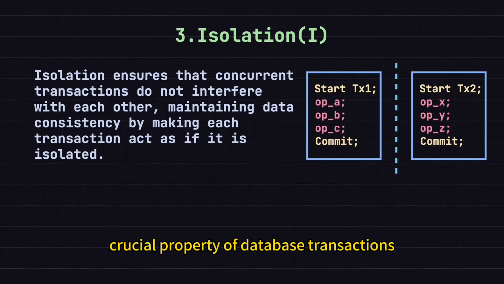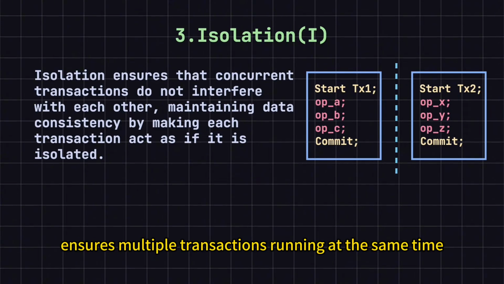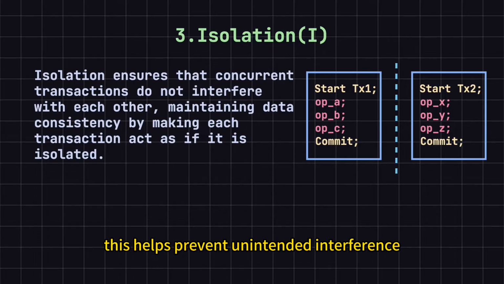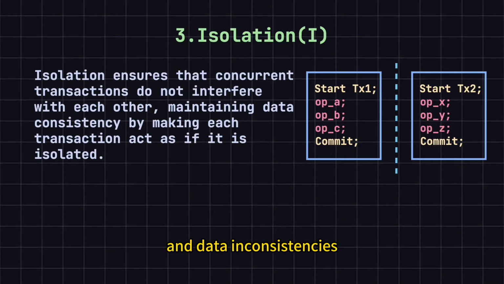Isolation is a crucial property of database transactions that ensures multiple transactions running at the same time don't interfere with each other. In other words, even when multiple transactions are happening simultaneously, each one should act as if it's running in its own separate, isolated environment. This helps prevent unintended interference and data inconsistencies.